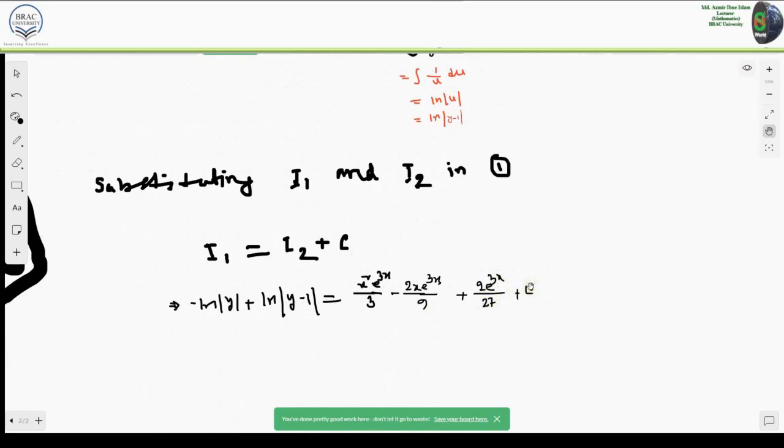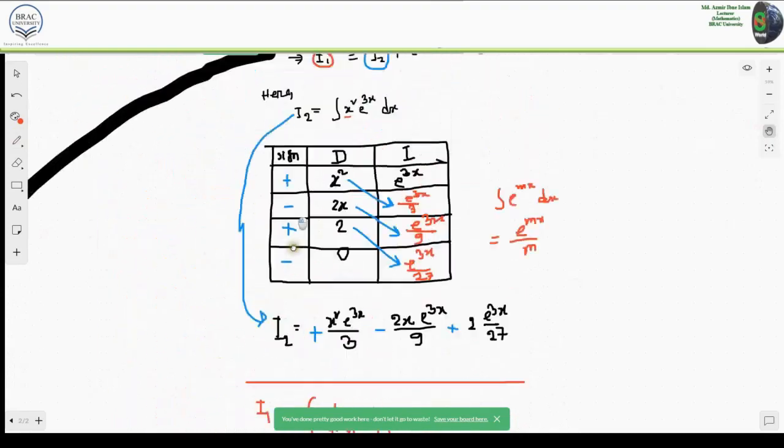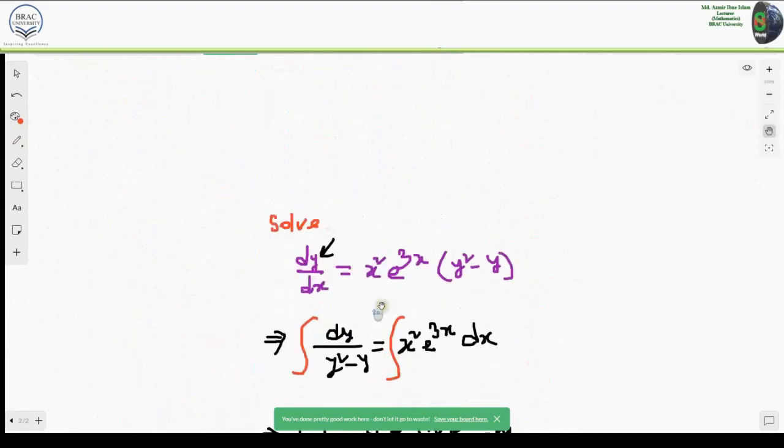We can remove this constant if we have an initial value, but for now this is our general solution. So now we are going to eliminate C. For this, there must be a given initial value.